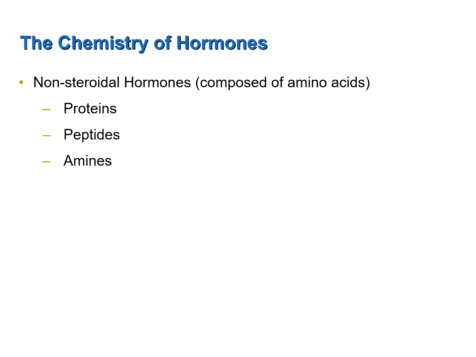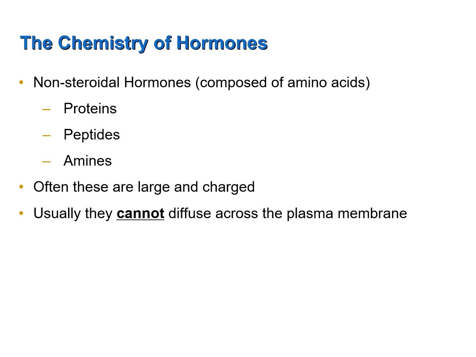So that might help you remember these 6 as well. If a hormone is not a steroid hormone, then it is a non-steroid hormone. And typically they are composed of amino acids. They're either amines, where they're basically altered amino acids, or they can be a relatively short polymer of amino acids, which are peptides, or they can be a protein, which is 50 or more amino acids. Often these non-steroid hormones are large and they're charged, so they cannot cross the plasma membrane.